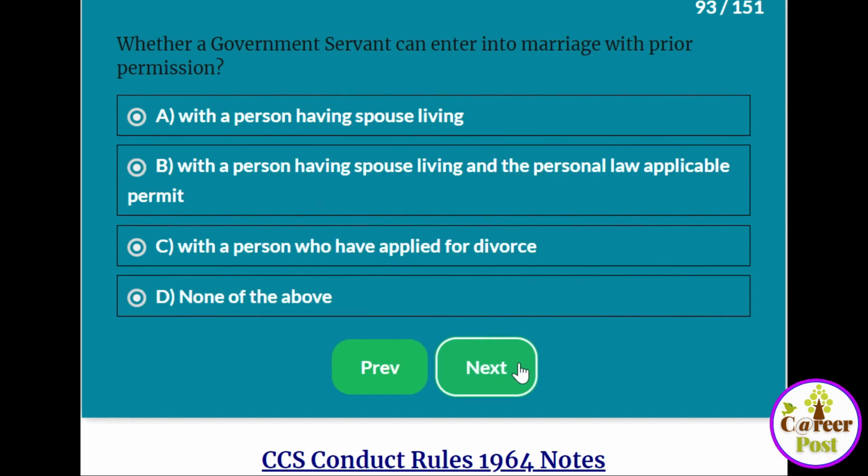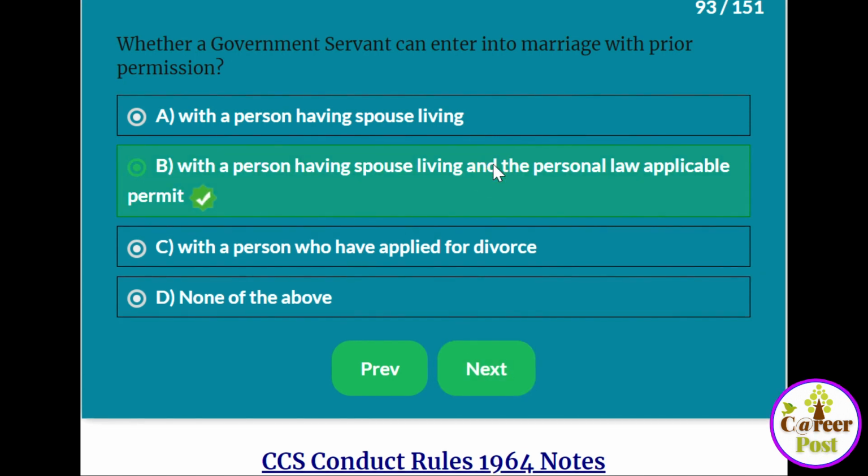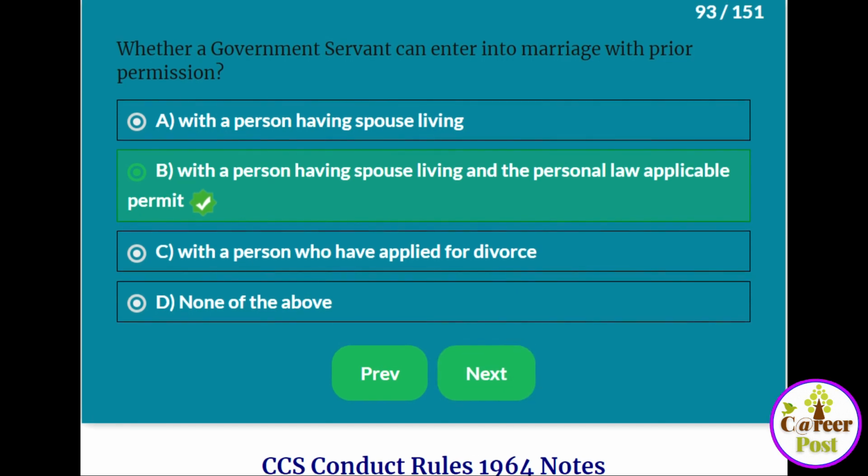Can a government servant enter into marriage with prior permission: with a person having a spouse living, with a person having a spouse living where the personal law applicable permits, with a person who has applied for divorce, none of these? It is with a person having a spouse living where the personal law applicable permits. Here one should be careful that the personal law mentioned applies only to Muslims. The Hindu Marriage Act does not allow a second marriage with a spouse living.